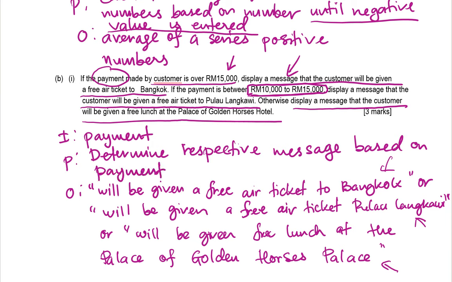Right, so I repeat. Since you have more than two messages to be displayed, you can just write as determine respective message. Understood that this is the message that the program will display. Okay, next.